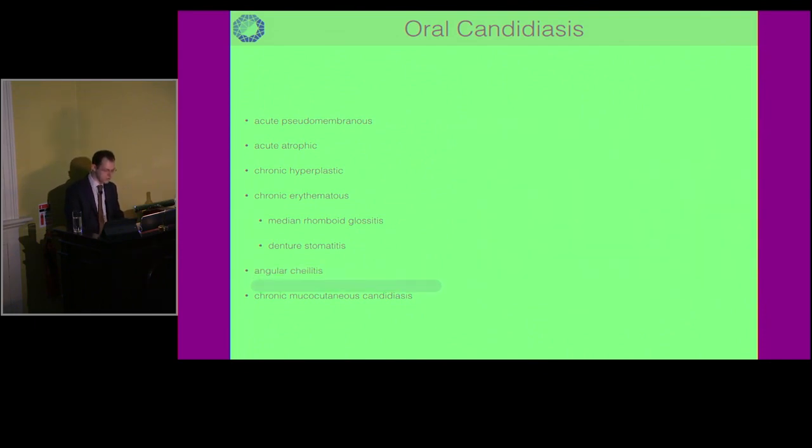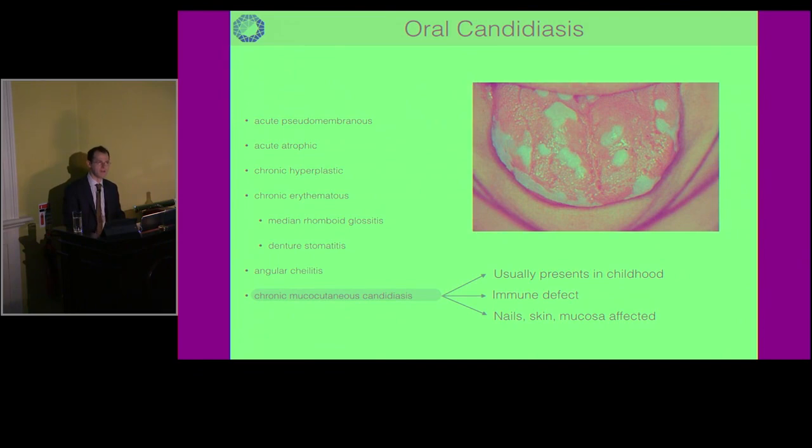And then chronic mucocutaneous candidiasis would be by far the least common, and that's really a heterogeneous group. There's lots of things that can cause that, and it's really a clinical term. Usually these things are present from childhood. They usually involve multiple mucosal surfaces, or the skin as well as the mucosa, or the nails as well as the mucosa. And they're usually, as I say, present from childhood. Only a few of the syndromes pop up in adulthood.